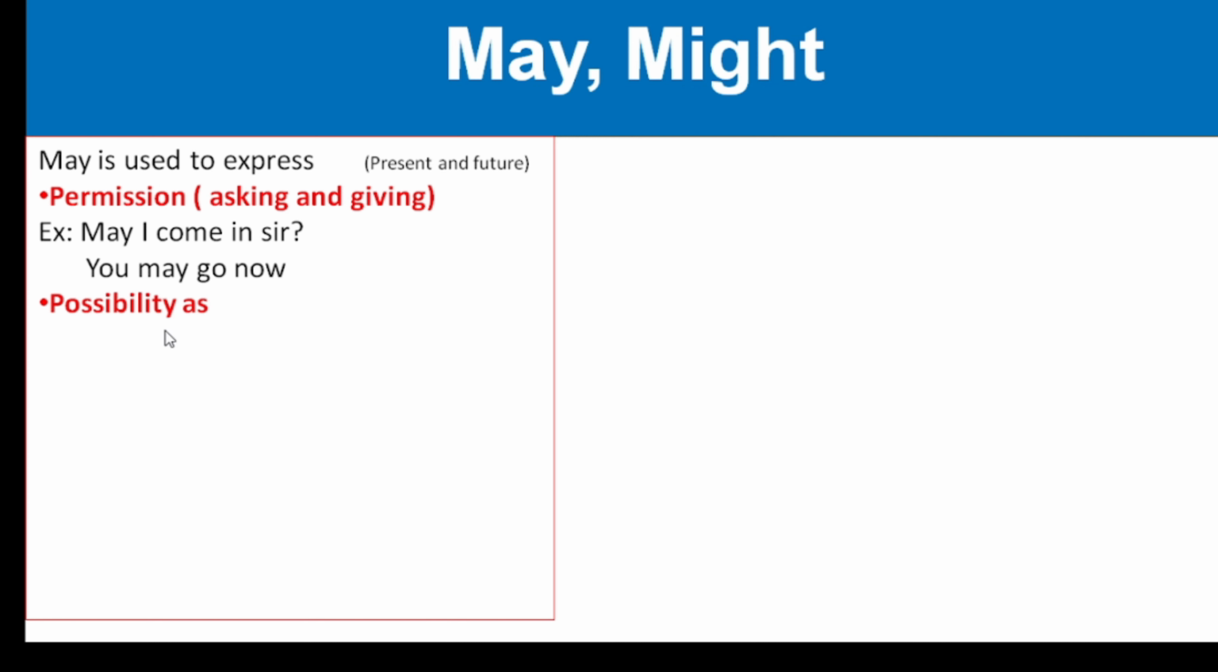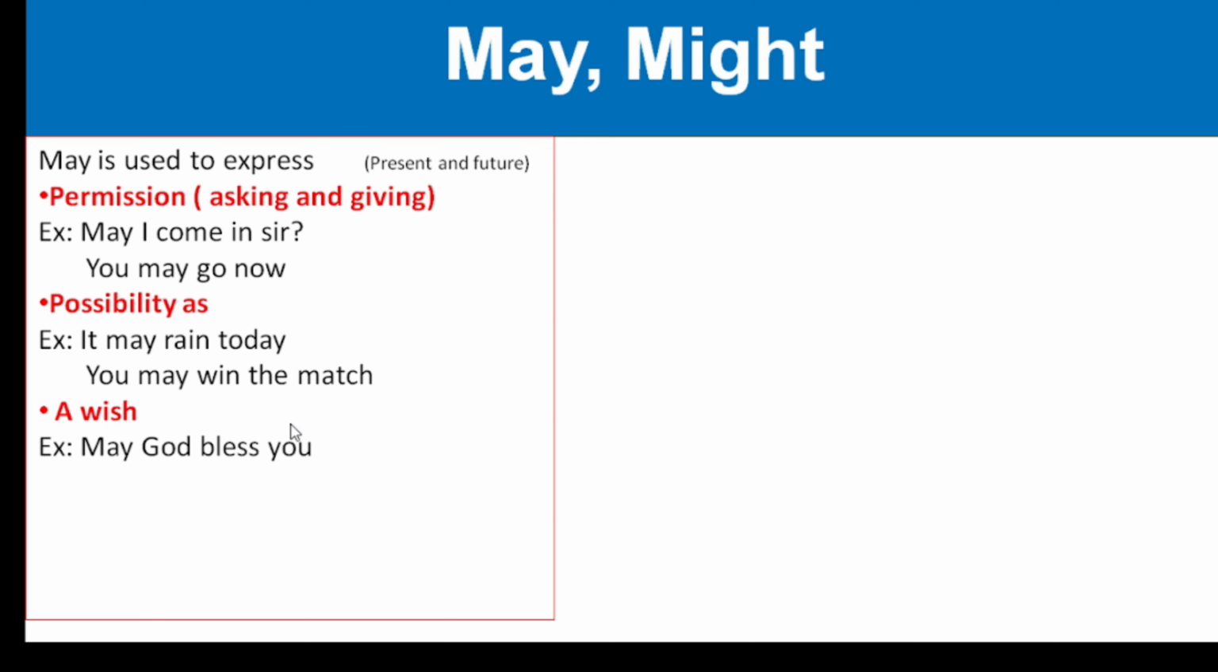For possibility we use it, so it may rain today. There is a possibility. It may not, but we are using may to show the possibility. You may win the match. This is also a possibility. A wish: May God bless you. A very familiar sentence we all use very regularly. May God bless you to children and on different occasions. So may you live peacefully.